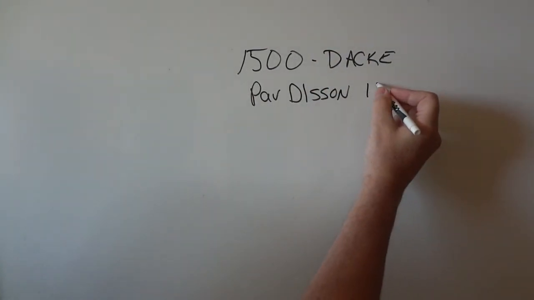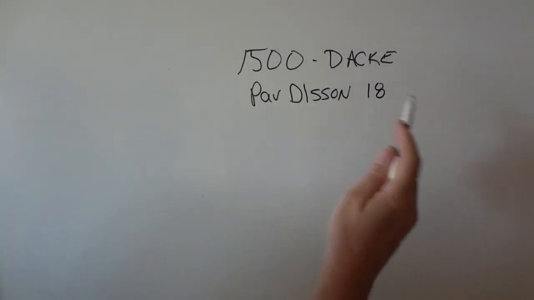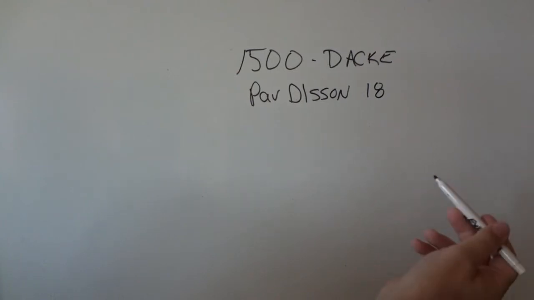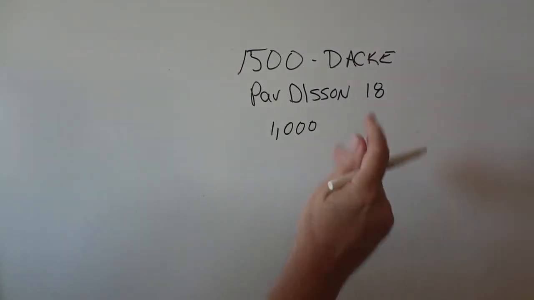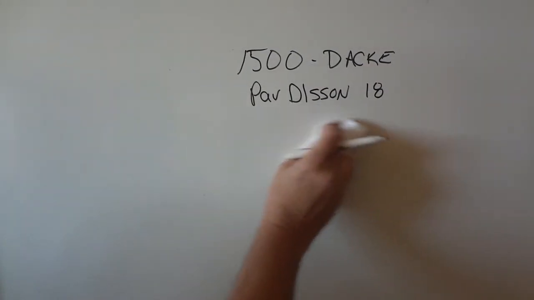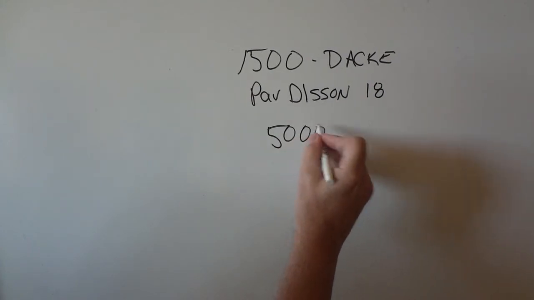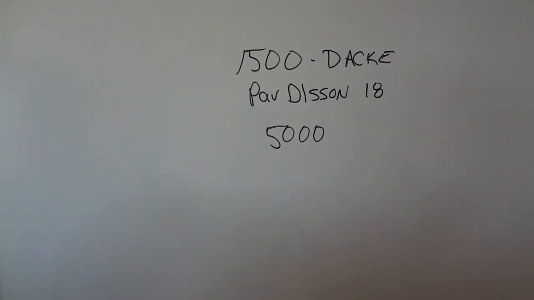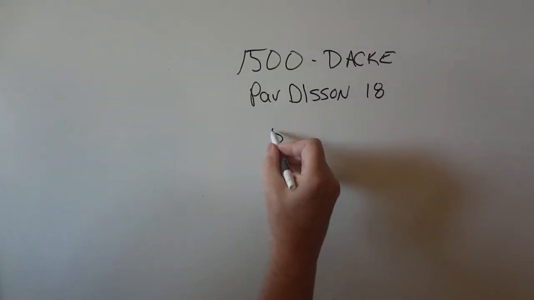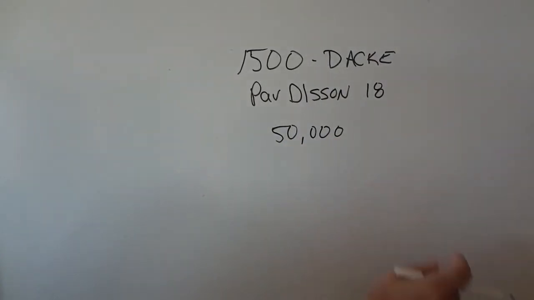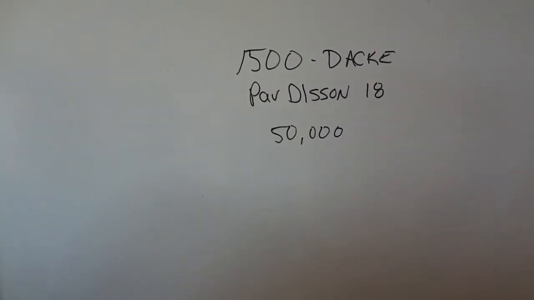So if we know that Par Olsen is 18 generations back from today, how many 17th great-grandparents do you think that you have? Do you think you have, let's say, 1,000? No. You have more than 1,000 17th great-grandparents. How about 5,000? That's quite a bit, but no, you have more than that. How about, let's say, 50,000? 50,000 individual family names going back 18 generations.